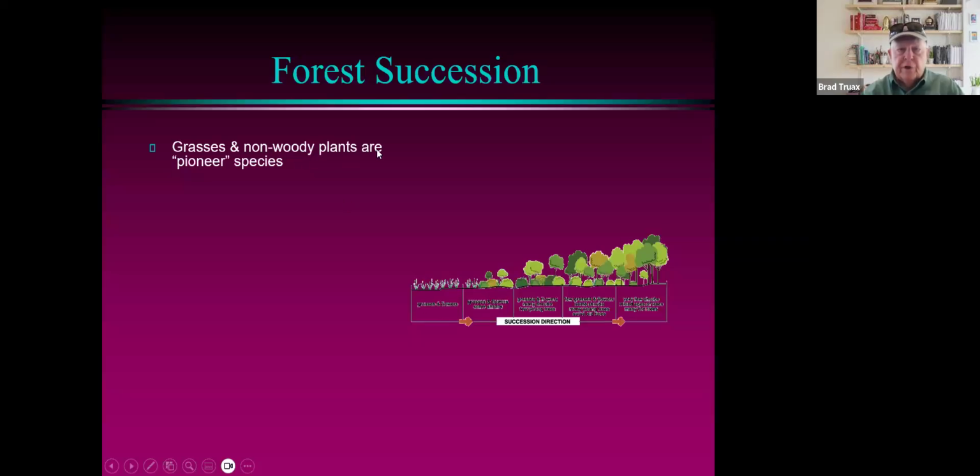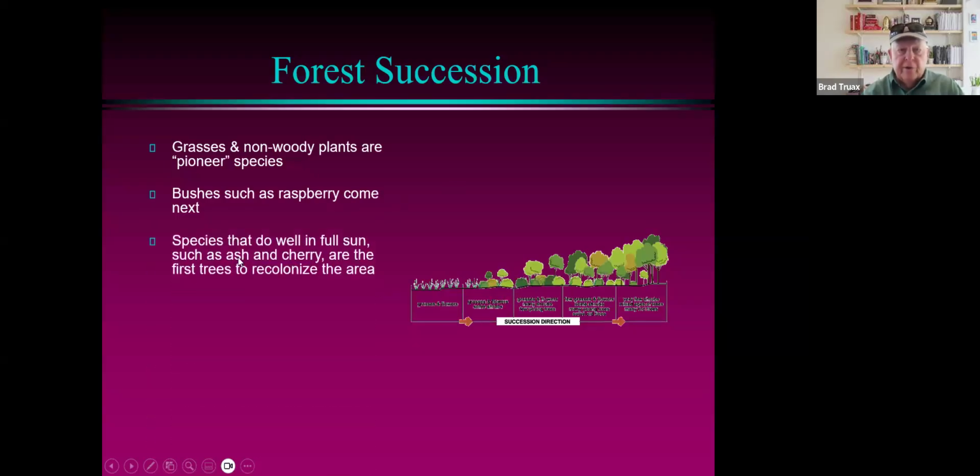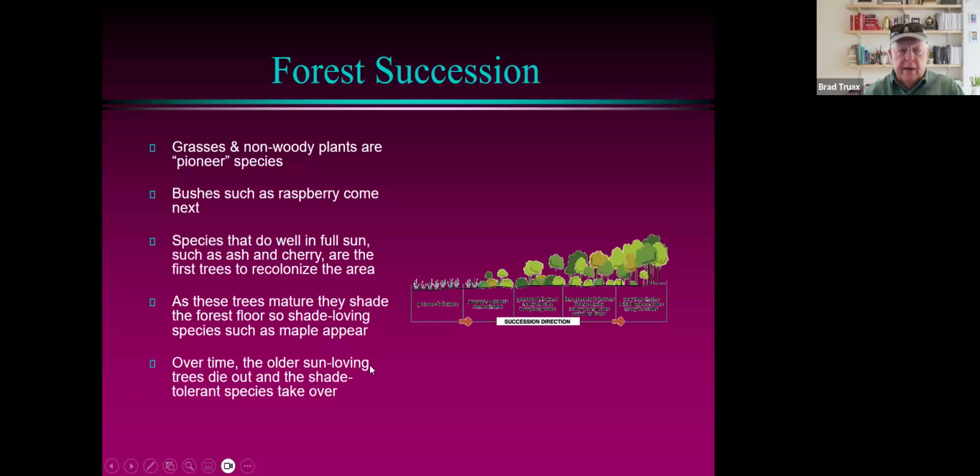And again, in the early succession, you get grasses and non-woody plants. These are called pioneer species. Bushes and raspberries come next. After that, you get species that do well in the sun, such as ash and cherry trees. They're the first trees that recolonize an area. And as those trees mature, they start to shade the forest floor. So you get some shade loving species like the maple that appear next. And then over time, the older sun loving trees die out and the shade tolerant species take over.